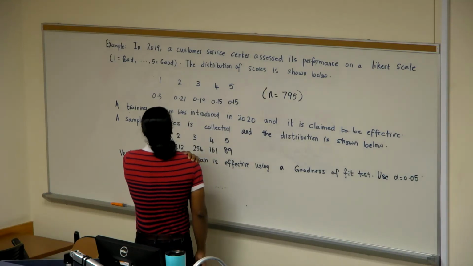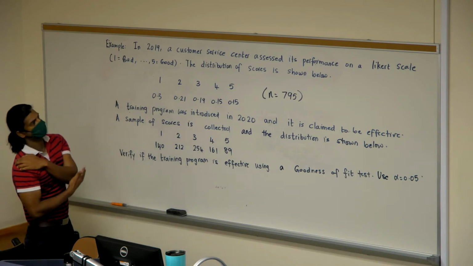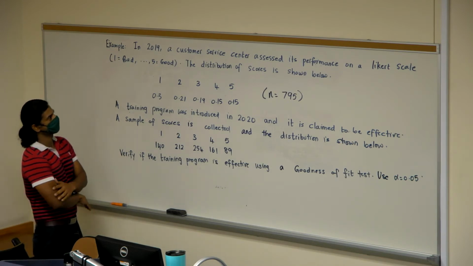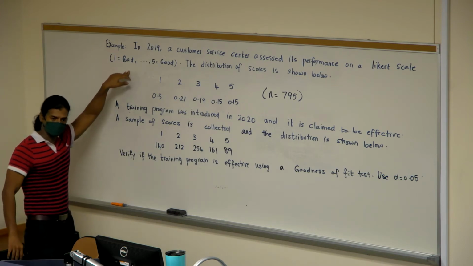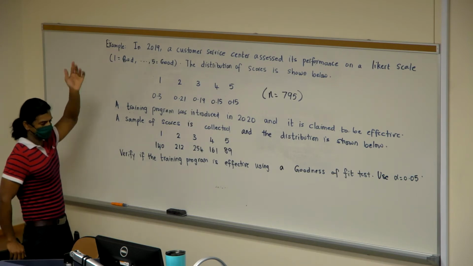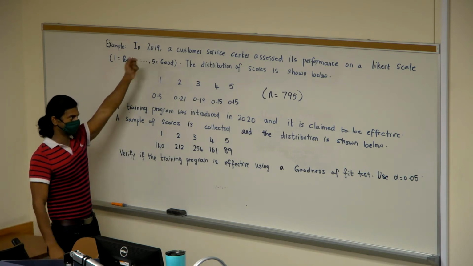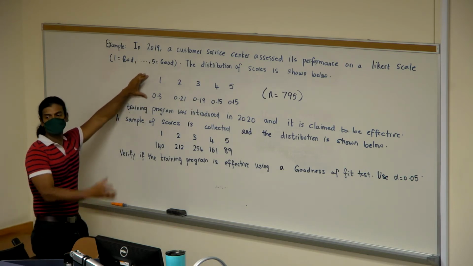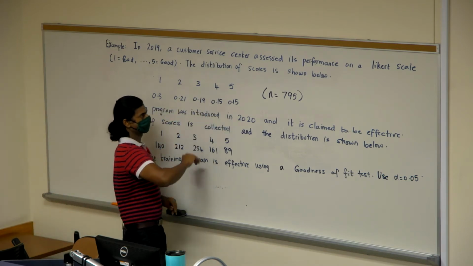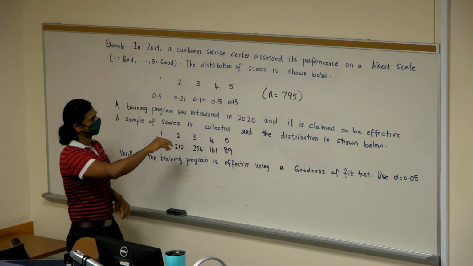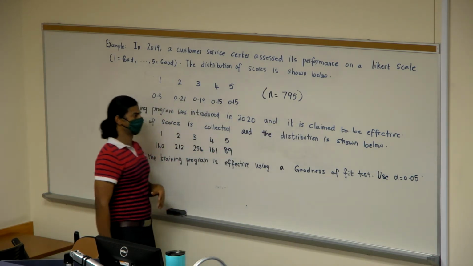So in 2019, there is a customer service center and they wanted to assess its performance, and they looked at a Likert scale. 1 is bad or awful, 5 great, amazing, whatnot. And the distribution for that particular year happens to be this, for 1 through 5, and N was 795.